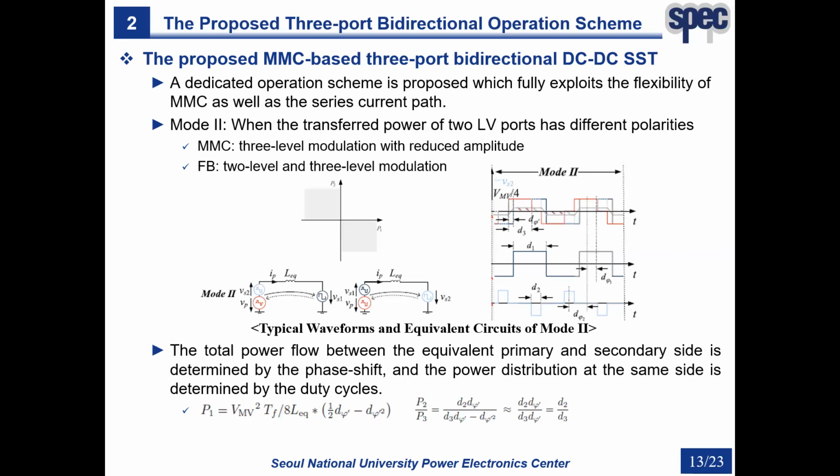The equivalent primary and secondary side voltages are both square waves, and the transformer current has a flat-top waveform. Based on the power analysis, similar results can be found, which is that the total power flow between the primary and secondary side is determined by the phase shift angle, and the power distribution at the same side is determined by the duty cycles.